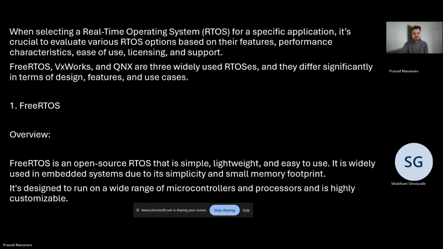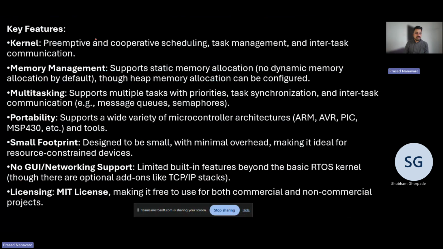In FreeRTOS we have a kernel which comes with preemptive and cooperative scheduling, task management and inter-task communication. In memory we have static memory allocation support, no dynamic allocation support by default. Means you have to change that variable and set it to 1 in the header file explicitly. No support by default.